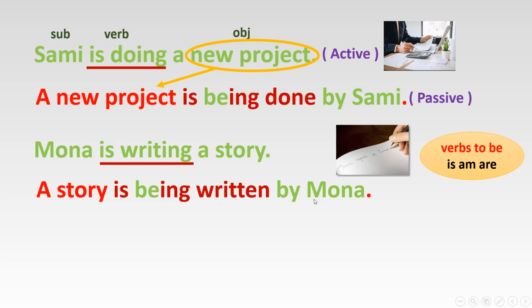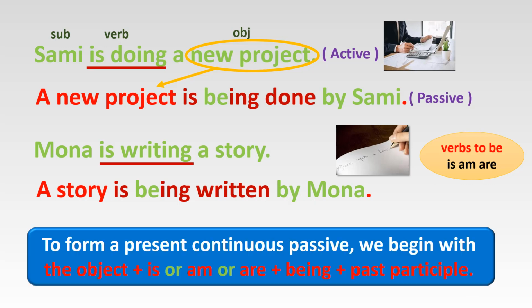Is writing is the verb. To form a present continuous passive, we begin with the object plus is or am or are plus being plus the past participle.